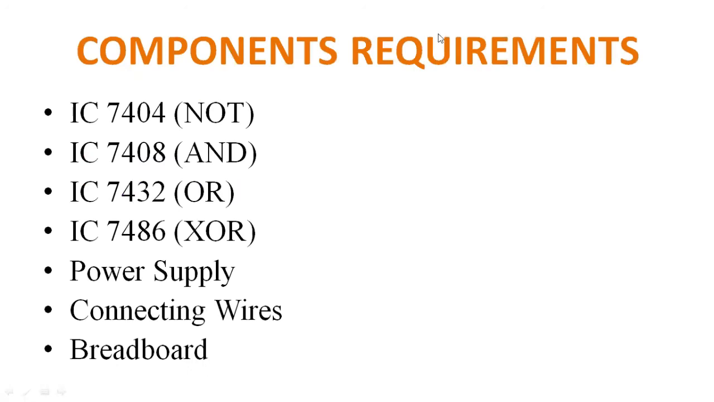So we require 7404 NOT gate, 7408 AND gate, 7432 OR gate, 7486 XOR gate. Along with that, power supply, connecting wires, and breadboard. So these things are required. But actually we are going to see all these experiments on Proteus software, that is simulation software. So we don't require the power supply, connecting wires, and breadboard. We are going to make all these connections in Proteus software.